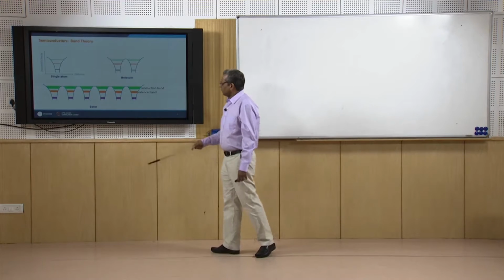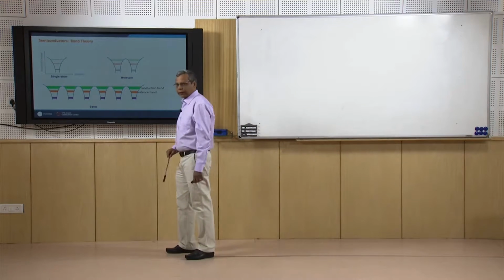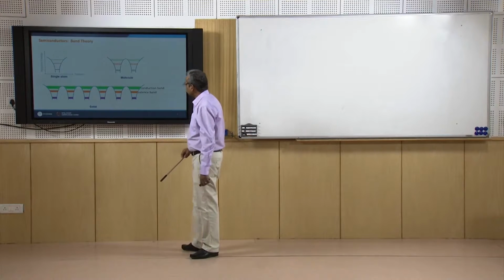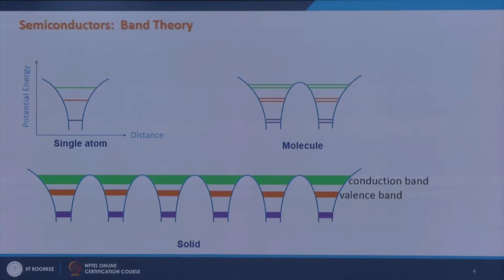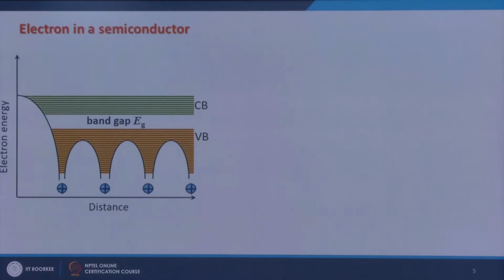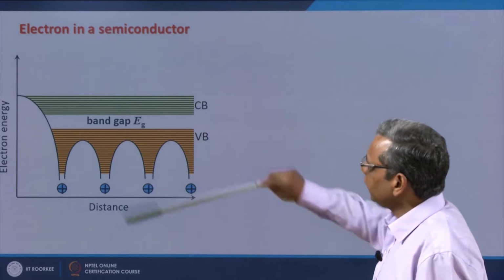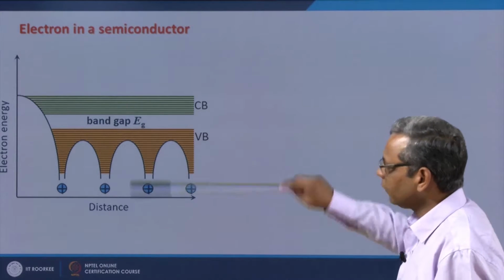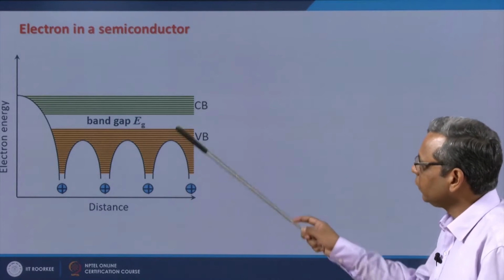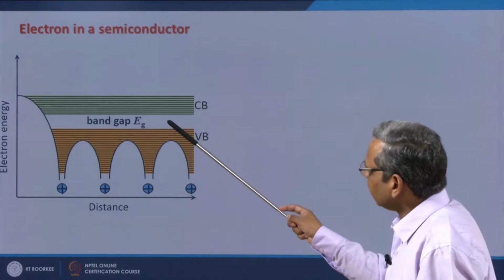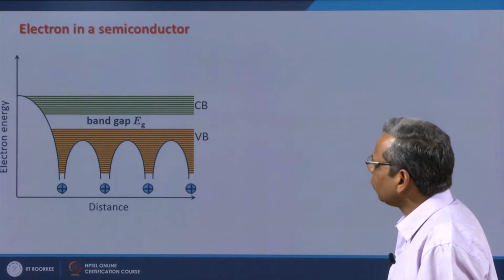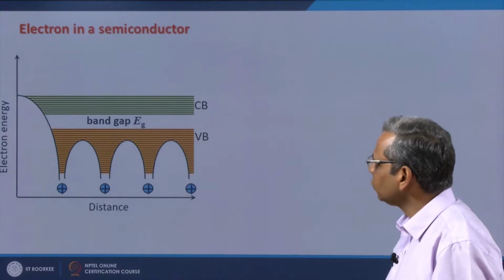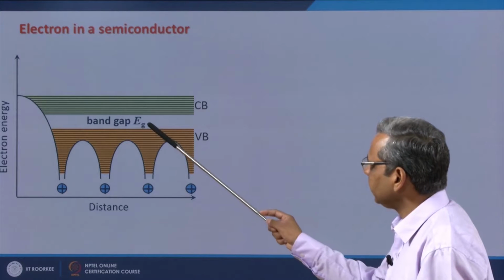The highest filled band is the valence band, and the band immediately next to that is known as the conduction band. So, I have a valence band and a conduction band. In between I have a gap, that is, in between there is an energy range which the electron cannot occupy. This is known as the band gap and is denoted by Eg.